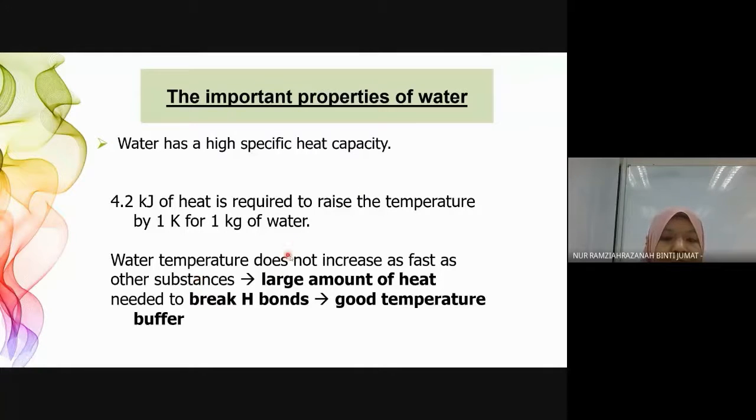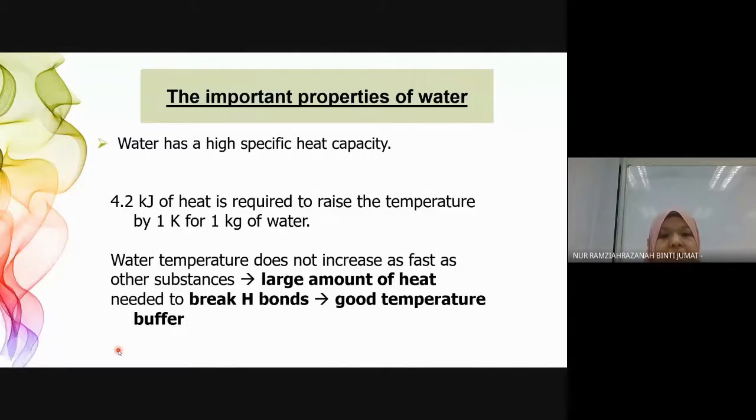When you raise the temperature of water, you need a large amount of heat because you are trying to break the hydrogen bonds. This makes water a good temperature buffer. It allows the water content inside our body to help us maintain our temperature. Imagine, especially for aquatic organisms, if it were too easy to raise the temperature of water, let's say on a very hot summer day.